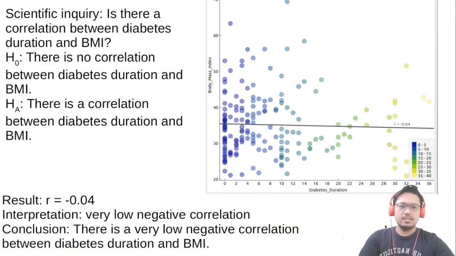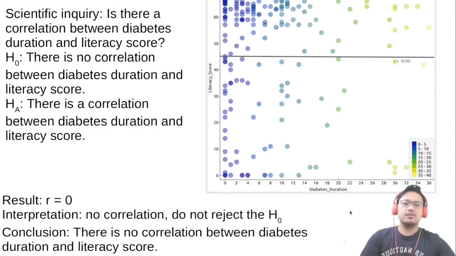Between diabetes duration and body mass index, the resulting coefficient is negative 0.04. Very low negative correlation. Between diabetes duration and literacy score, you can see that the regression line is horizontal. Then the coefficient is negative 0.00. Maybe its value is more than 3 decimal places. We can just consider this as a pure zero. We can just interpret this as no correlation.